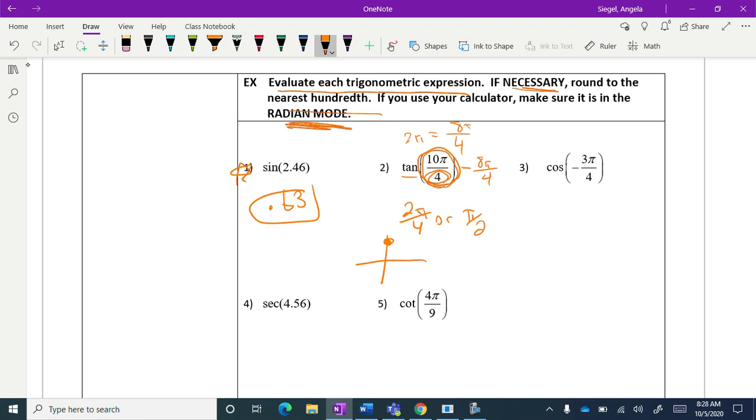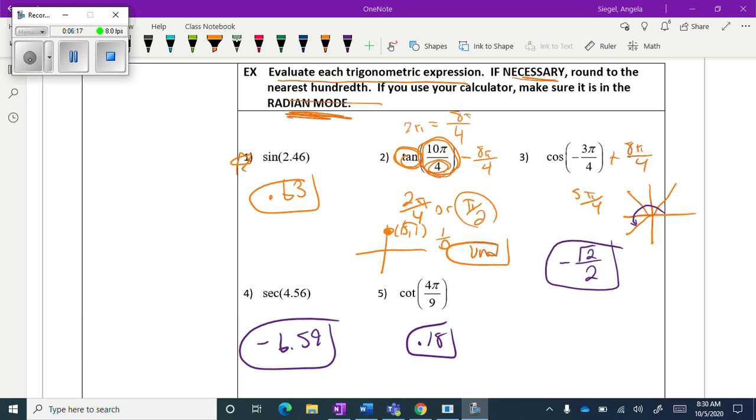Okay, so I'm going to ask myself what the tangent of pi over 2 is. So let's see, this is (0, 1). Tangent is 1 over 0. 1 over 0 is no way, so it's going to be undefined. Okay, try 3, 4, and 5.